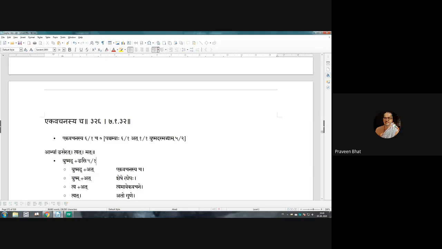Siddhi of Panchami Ekavachana. Panchami Ekavachana in Asmad, what will happen is Asmad plus Nyasi will become Asmad plus At, then Sheshe Lopa will be Asma plus At, and then Toma Vekavachane will give you Ma plus At, and then Ato Gune will give you Mat.